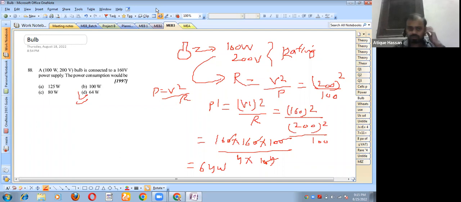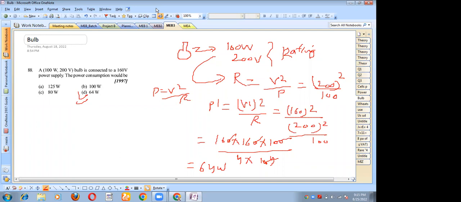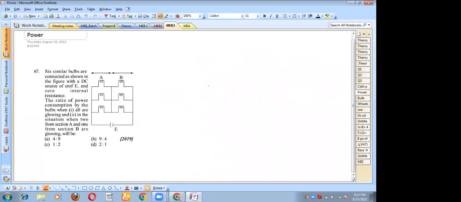Have you understood? Yes, sir. Samaira, have you got it? Yes, sir. All right, moving to the next question. We have one more question based on power. This is NEET 2019 question. So both of you try this.